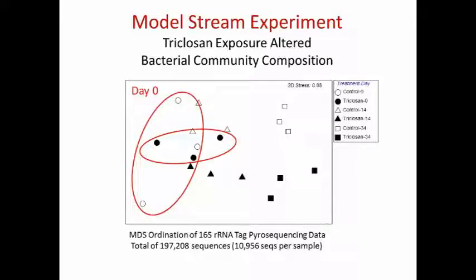Field results seem to confirm the lab results in terms of adaptability. If there is a resistance to triclosan in the field, would we expect to see a negative effect in bacterial abundance there?